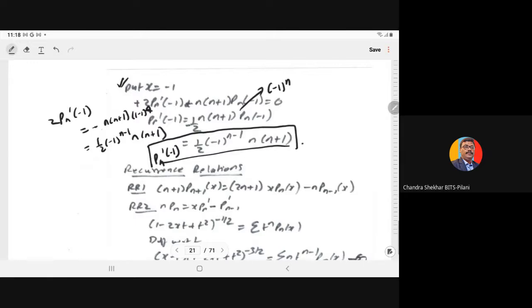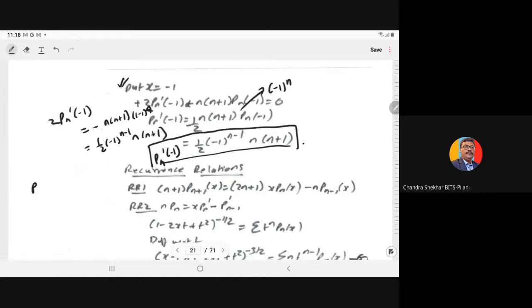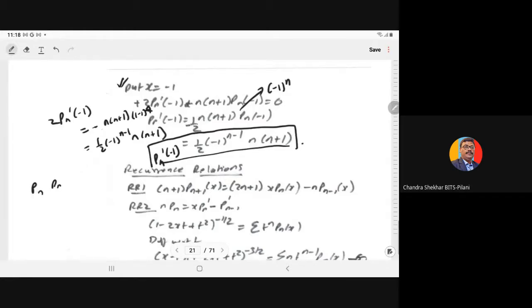Now you have seen we have Pn, we have Pn minus 1, we have Pn plus 1. Then we have Pn dash, we have P dash n minus 1, we have P dash n plus 1, right? So in total 6 quantities we have. So what are the relationships between these 6 Legendre polynomials? That we have to compute.